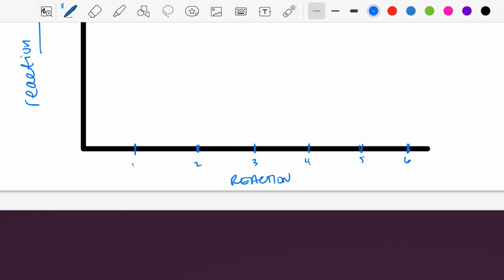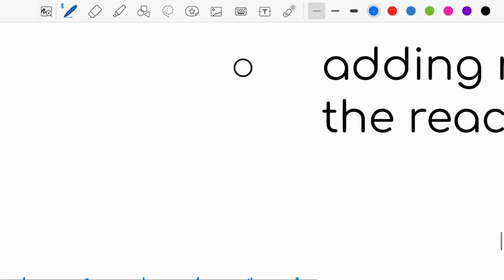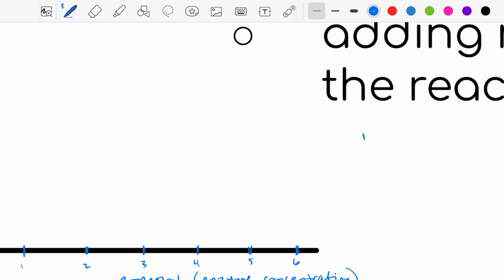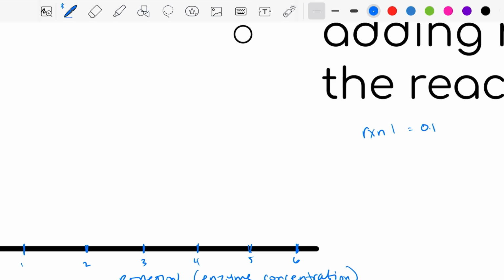So if this is reaction 1, 2, 3, 4, 5, 6, each reaction is going to be a reflection of enzyme concentration. Okay, I just want you to make sure that you understand that enzyme concentration is increasing going this way. So in reaction 1, let's say it has 0.1 units per mil. Let's say like that, okay?